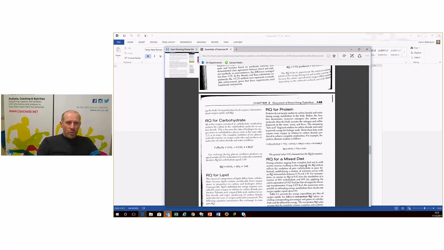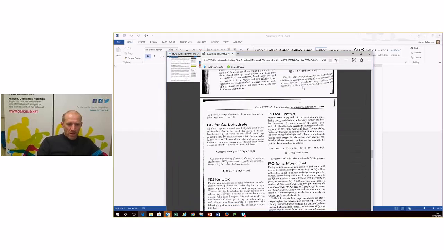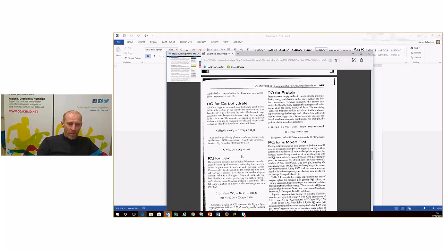It goes through the concepts behind it and what the values reflect. These equations show you what the values actually reflect, show you how, for carbohydrates for instance, the set of equations show you how RER, or RQ in this case, is 1.